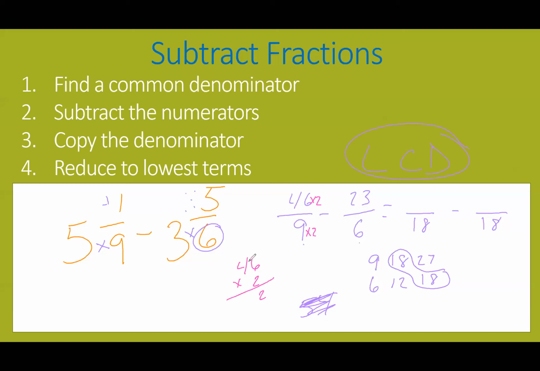2 times 6 is 12. 8, and we've got 92. Now, how do I go from 6 to 18? Times 3. So it's 23 times 3. I'd rather multiply that by 3 than by 9, that's for sure. 23 times 3. 9 and 6. Now that I have a common denominator, check, I just need to subtract the numerators.